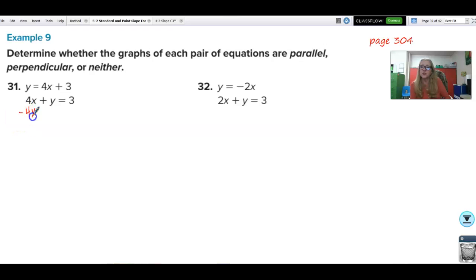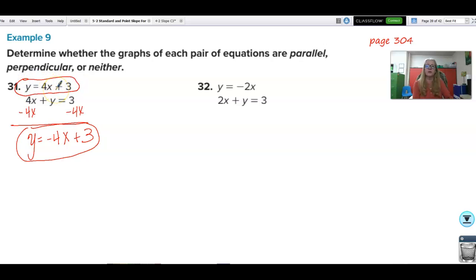So the first thing I'm going to do is subtract 4x from both sides. That gives me y equals negative 4x plus 3. So I'm comparing this equation with this equation. Are they parallel, perpendicular, or neither? They're trying to trick you here. A slope of 4 and a slope of negative 4 are not negative reciprocals. This would have had to be negative 1/4 for these to be perpendicular. And they're not parallel because 4 and negative 4 aren't even going the same way. All right? This is positive. This is negative. No. So those are neither.